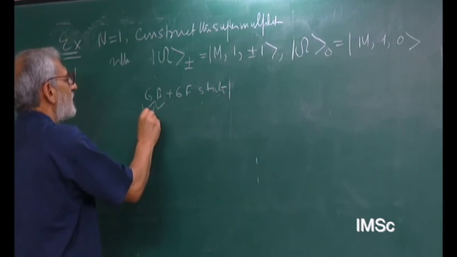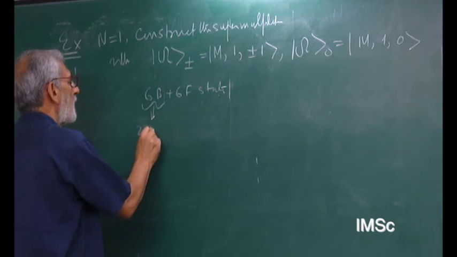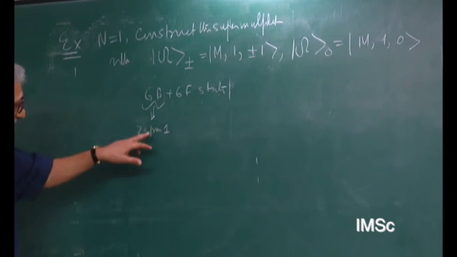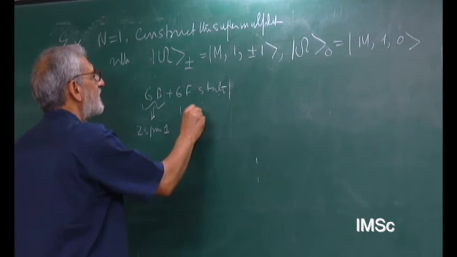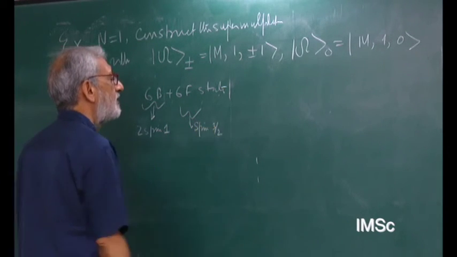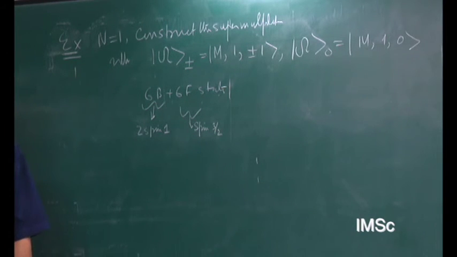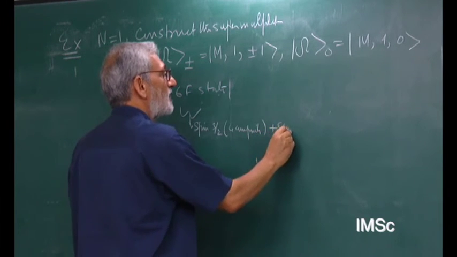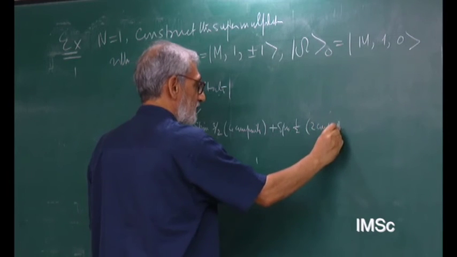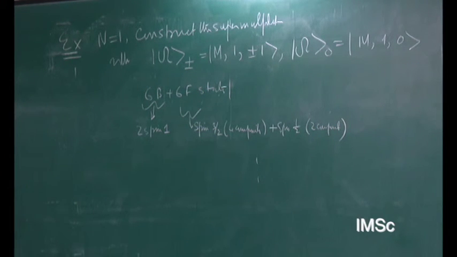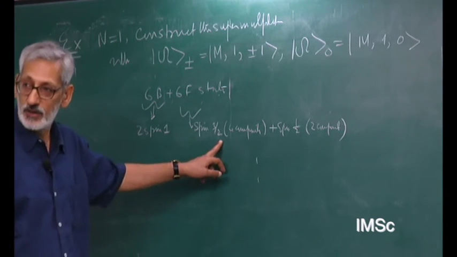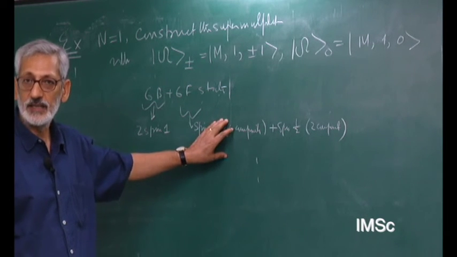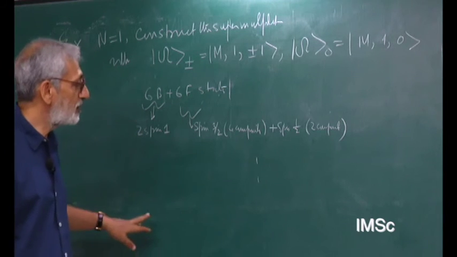The six bosonic states will organize themselves into 2 spin 1 vectors, each with 3 components. And the 6 fermionic states will organize themselves into a spin 3/2 representation, which has 4 components, plus a spin 1/2 representation, 2 components. Spin 3/2 would have Jz values plus 3/2, plus 1/2, minus 1/2, minus 3/2. Those are the 4 here. This will have Jz values plus 1/2, minus 1/2. So this is the field content of this.